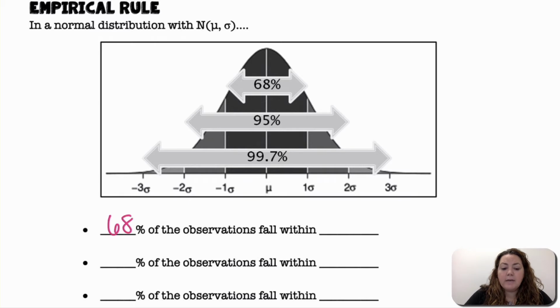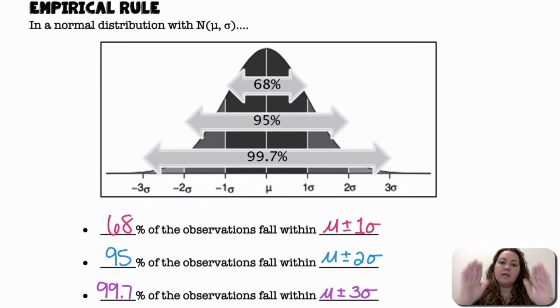All right, the empirical rule in a normal distribution says that 68% of the data falls within 1 standard deviation of the mean. 95% of the data falls within 2 standard deviations of the mean, and 99.7% of the data falls within 3 standard deviations of the mean. So the majority of it is clumped right there in the center, which makes sense because you have the highest peak there.